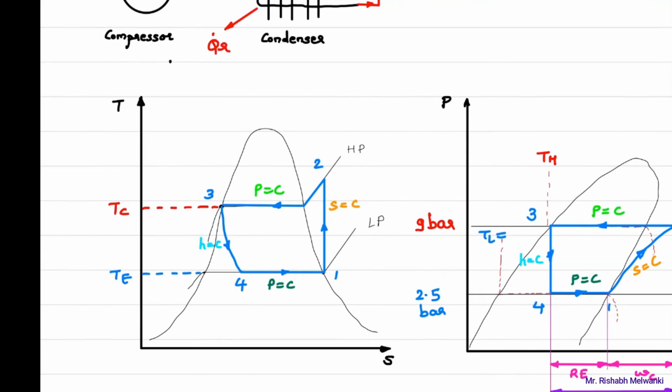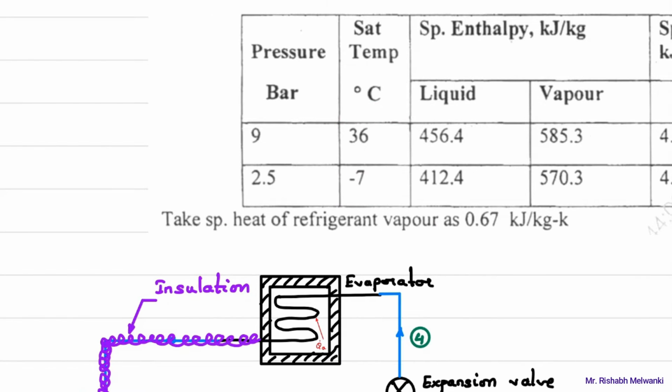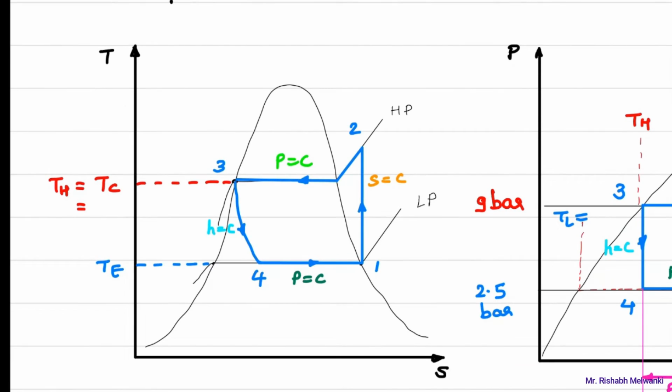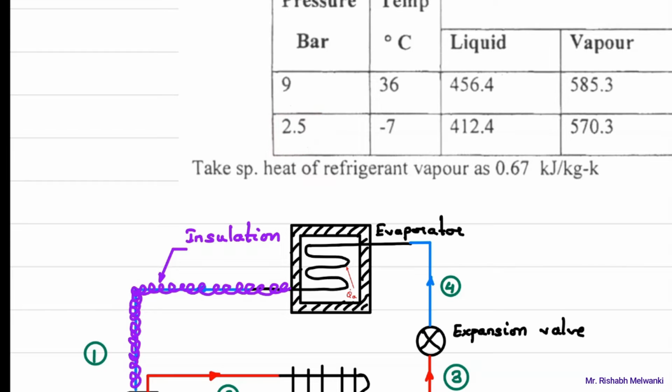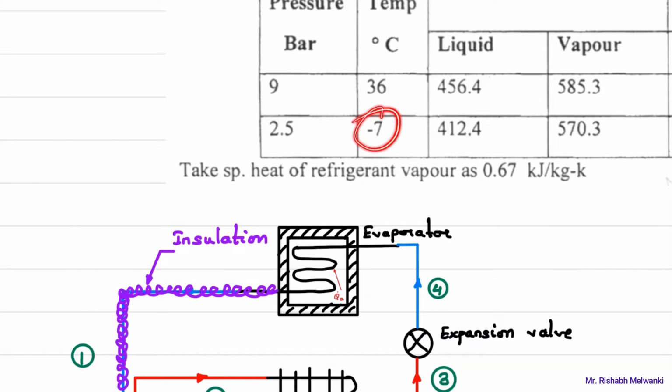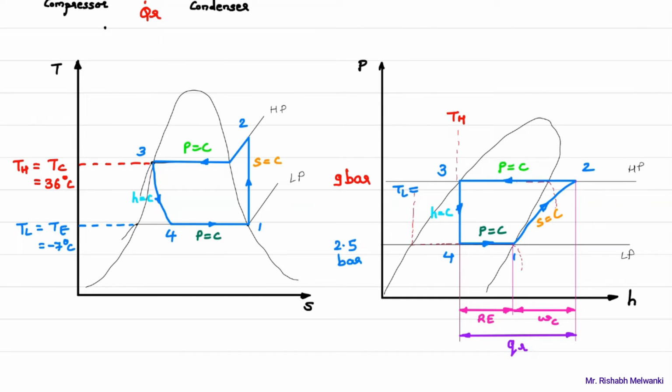Okay, same way here, the condenser temperature TC, table over here, saturation temperature. So for 9 bar the temperature is 36 degrees Celsius. And TE, the pressure is 2.5 bar, so the corresponding temperature will be minus 7 degrees Celsius. So T low is minus 7 degrees Celsius. So this is T high, this is T low, 9 bar and 2.5 bar, these values are given in the question. Okay, so I have marked everything over here.